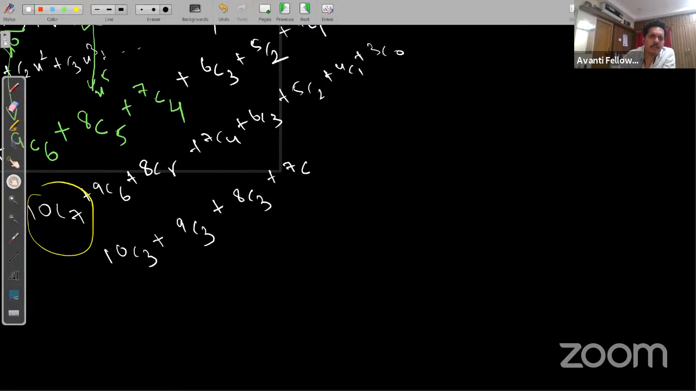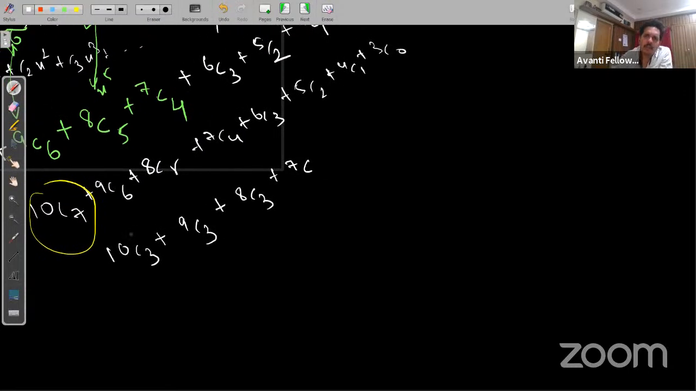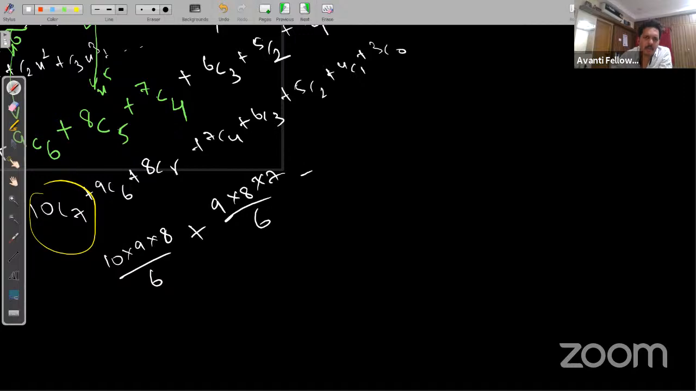What is the value of 10C3? So 10C7 is 10C3 itself. So it is 10 into 9 into 8 by 6, plus 9C3, 9 into 8 into 7 by 6, plus 8C3, 8 into 7 into 6 by 3 factorial. 3 factorial is 6 guys, okay? Plus 7 into 6 into 5 by 6, okay?